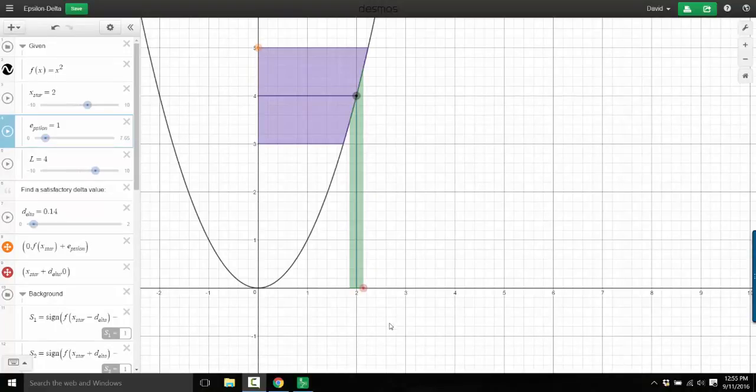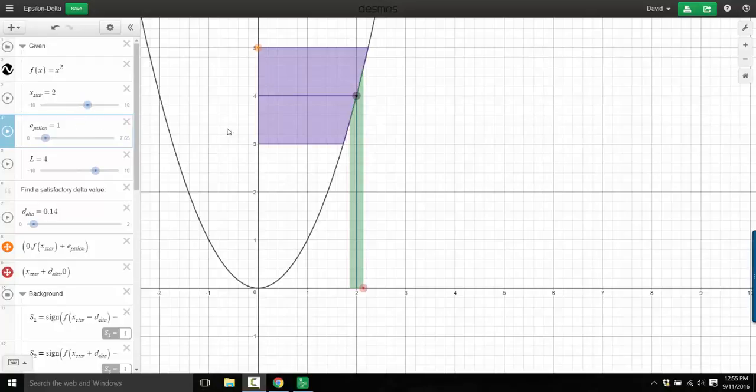So here's a graph of x squared, and you can see that when x is 2, it looks like x squared is 4 here. And so what we're trying to say is that as x values get closer to 2, y values get closer to 4. But the way we're doing that is using this epsilon delta definition.